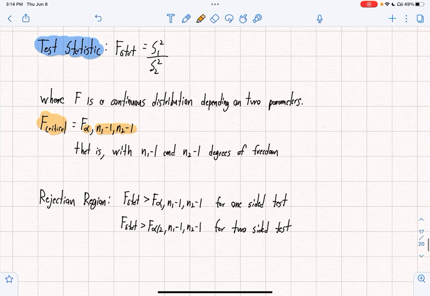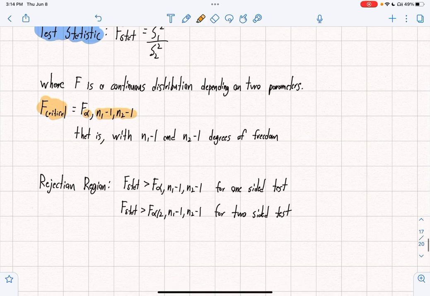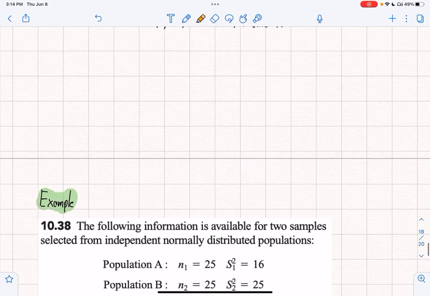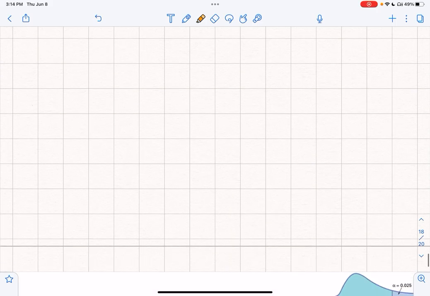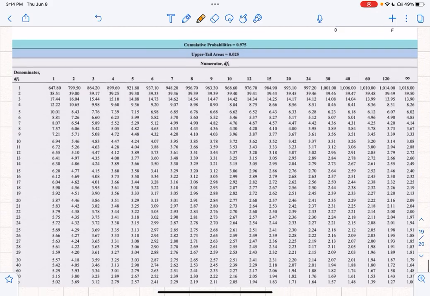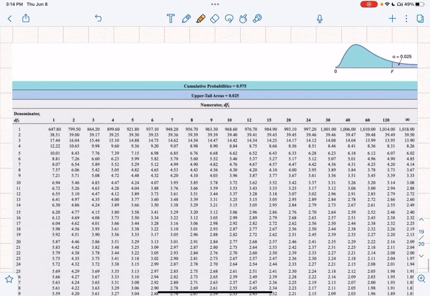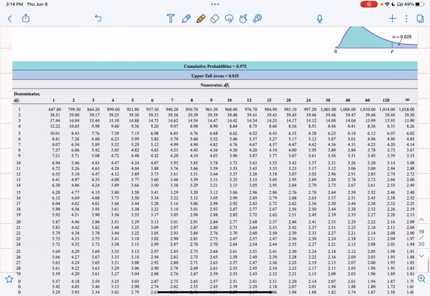I'm going to show you how to do all of this, but we're just going to use software whenever we're actually doing this in practice. So I'm just going to briefly introduce the F table. Again, you don't have to do this. But we're going to have 2 degrees of freedom. The first is the numerator degrees of freedom, so you're going to look across these rows, and then you have the denominator degrees of freedom, and we're going to look down this column.